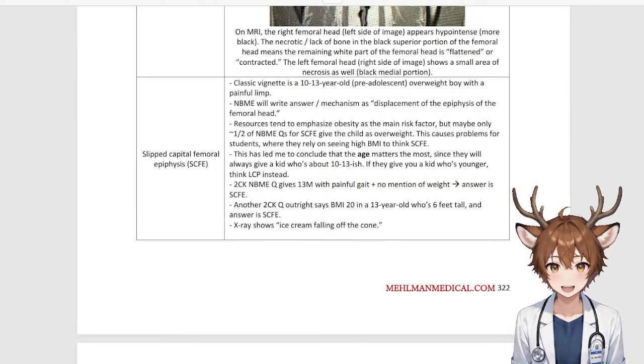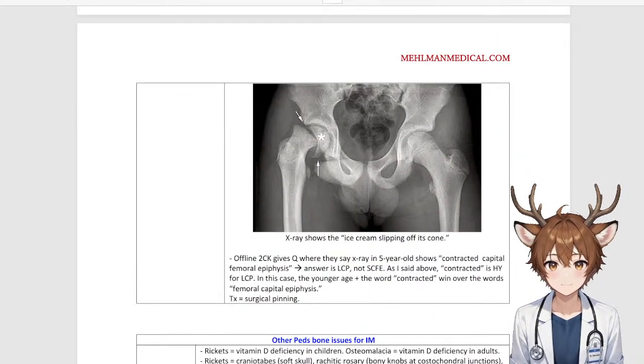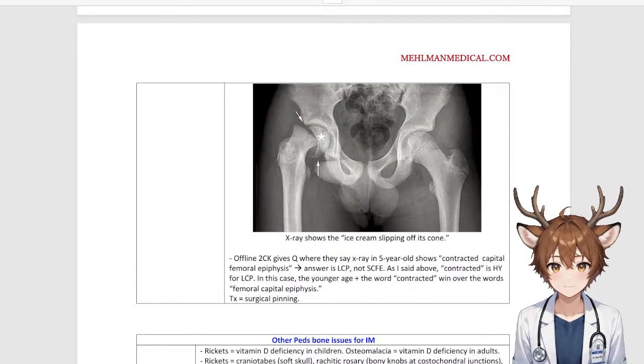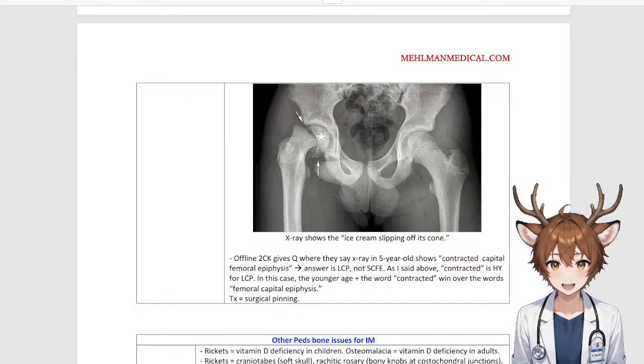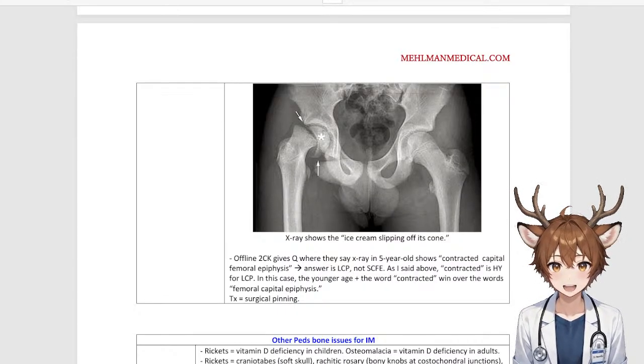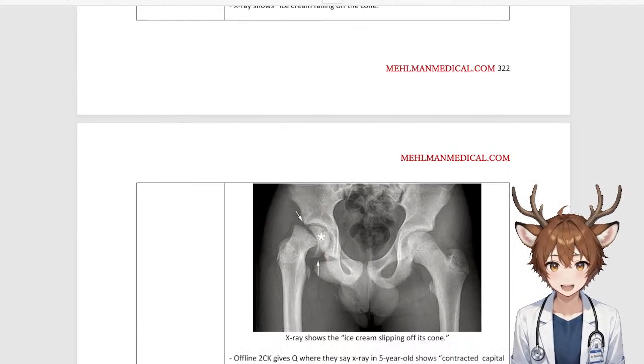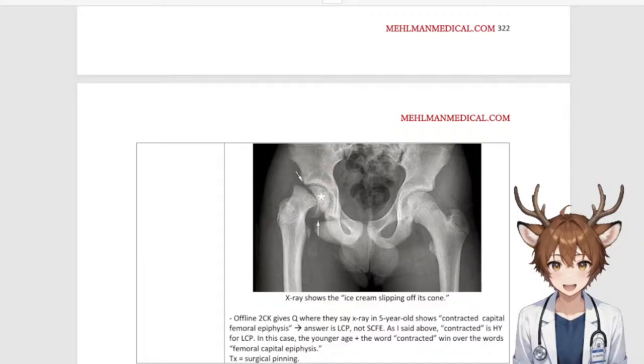If I were you, look it up yourself. I don't know if they have a picture here. Yeah, they do. Doesn't it look like it right here? X-ray shows the ice cream slipping off the cone. The literal cap of the femur is falling off the bone, as if it was the ice cream falling off the cone.